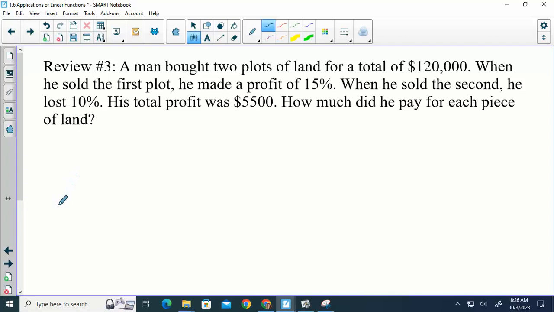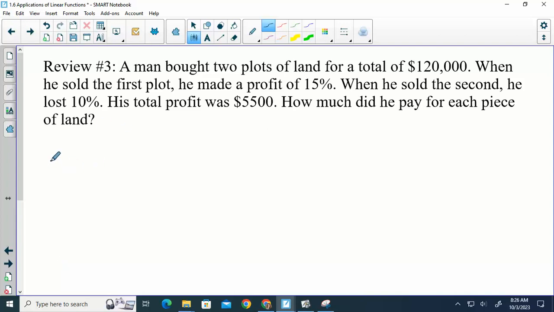Last review problem of the day. A man bought 2 plots of land for a total of $120,000. When he sold the first plot, he made a profit of 15%. When he sold the second, he lost 10%. His total profit was $5,500. How much did he pay for each piece of land? What do we do?